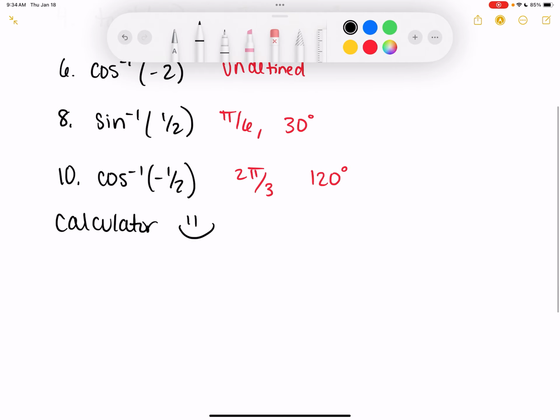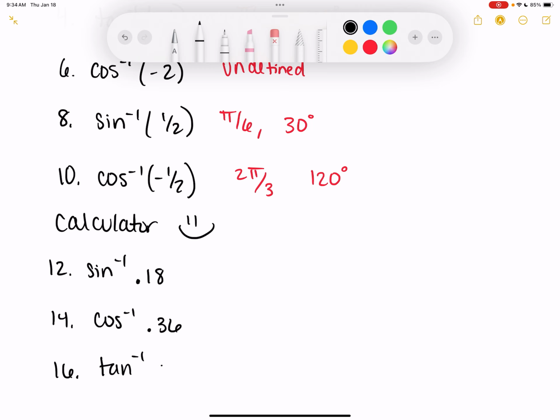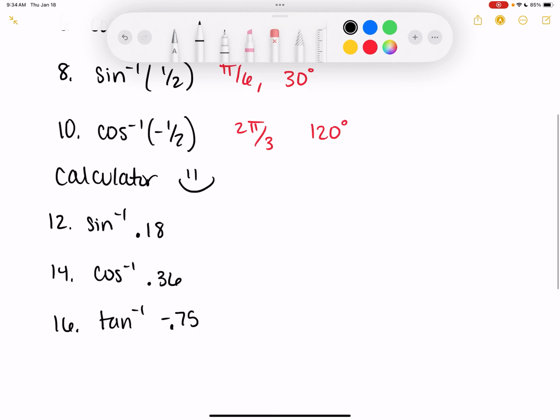So I'm going to go ahead and write them all. Inverse sine of 0.18, inverse cosine of 0.36, inverse tan of negative 0.75, and then inverse sine of 0.8. So when you do these, let me check what mode I'm in. Radians, okay. All right, radians first.